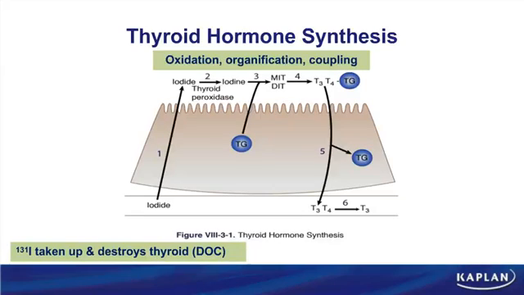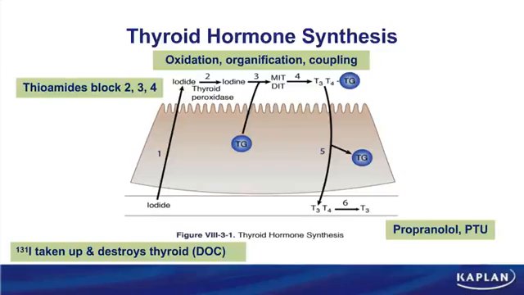We have a group of drugs called thioamides. The most common one that we remember is propylthiouracil, but we'll have another one we'll discuss called methimazole. These drugs block multiple steps in thyroid hormone synthesis, including blocking the enzyme thyroid peroxidase. Once we release thyroid hormones into the blood, we release T3 and T4, but we convert T4 to its active form T3 by the enzyme 5'-deiodinase, and that enzyme is blocked by propranolol, the beta blocker, and propylthiouracil.